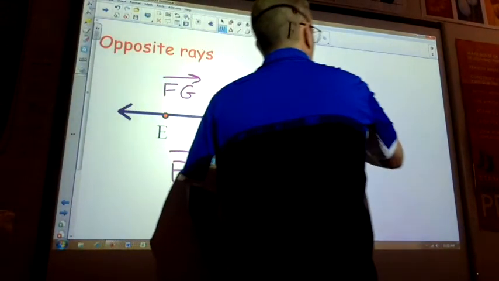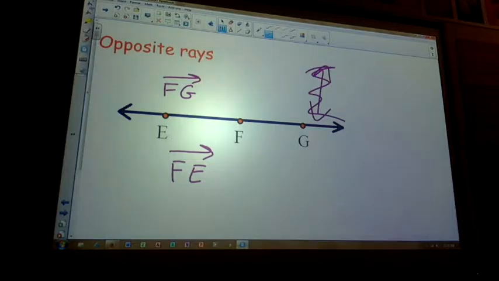So FG and FE have the exact same starting point. They are opposite rays of each other. They go in opposite directions. Both rays happen to lie within line EF or EG or FG, or any combination of those letters named line.